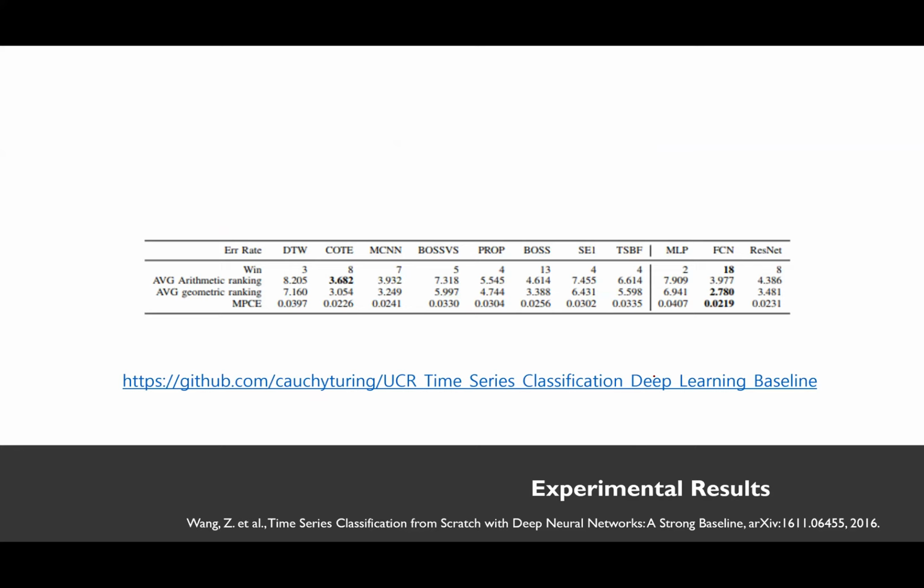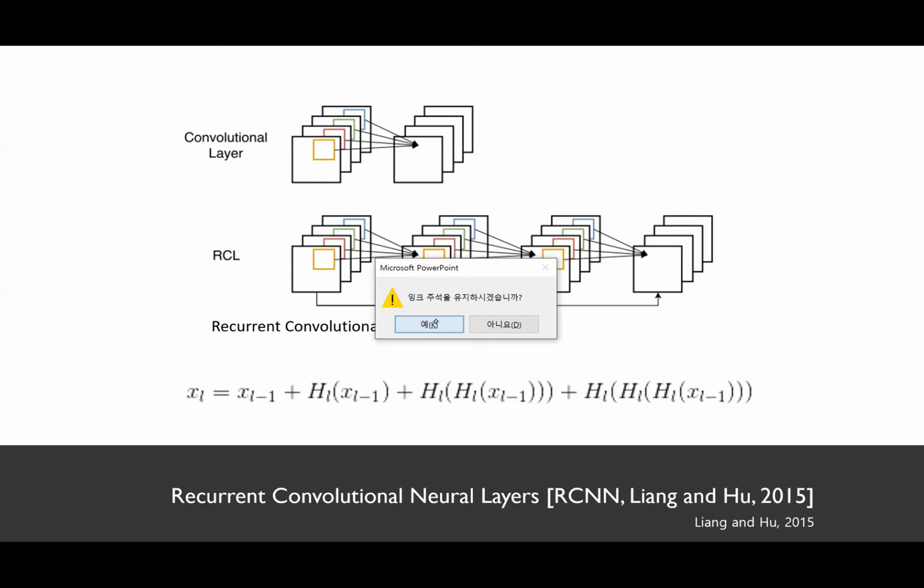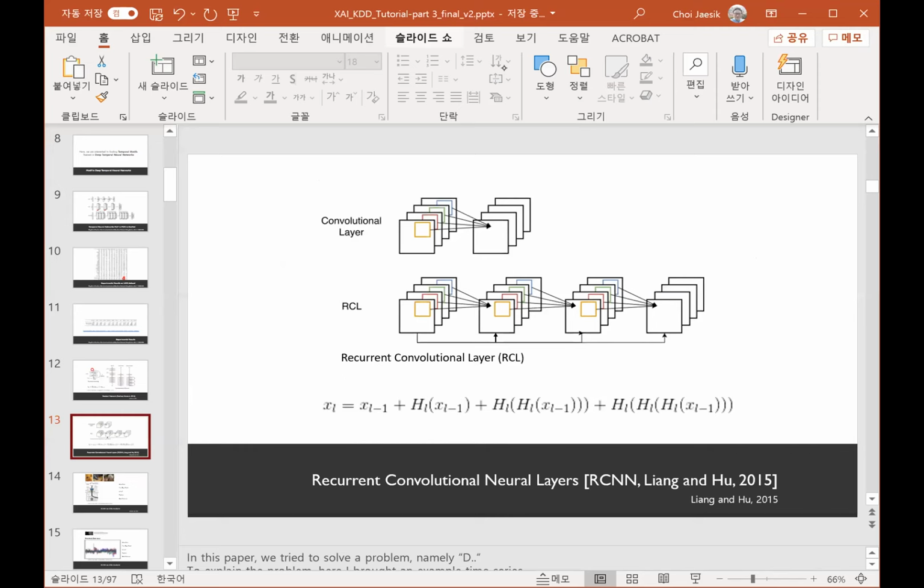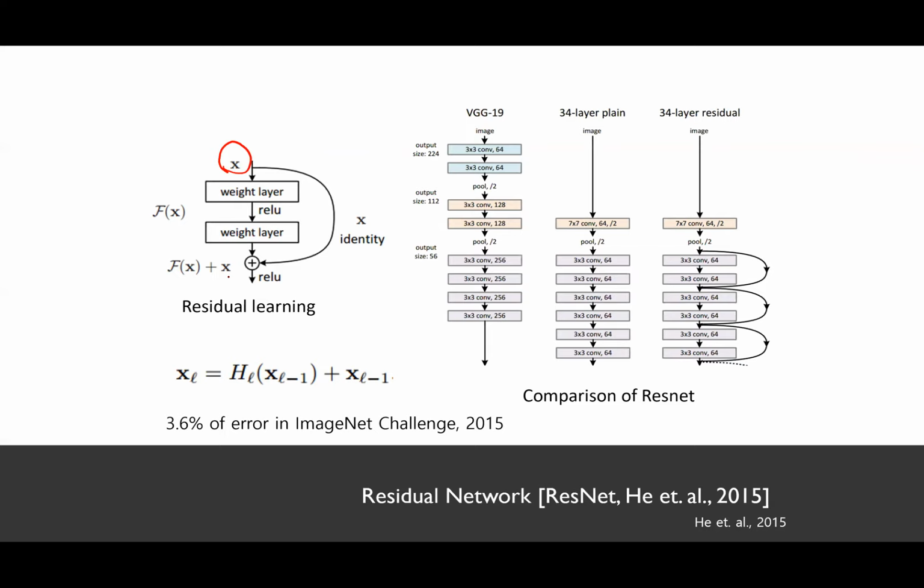And also, if you see the recent advances, ResNet is also good. ResNet is an operation. When we have X, in the next layer we have a weighted layer, typically a convolution operation, and the ReLU nonlinear activation function, and the weighted layer, plus the original X.